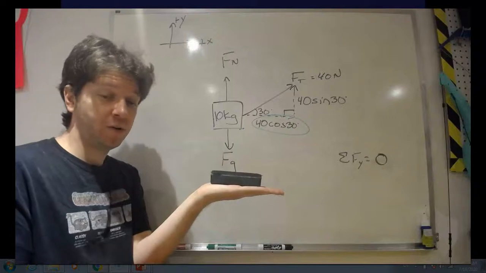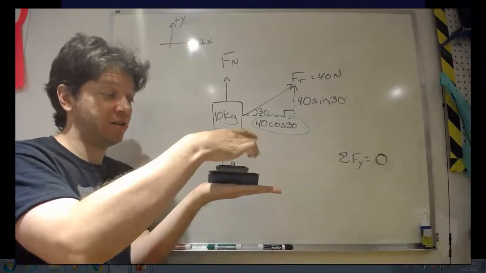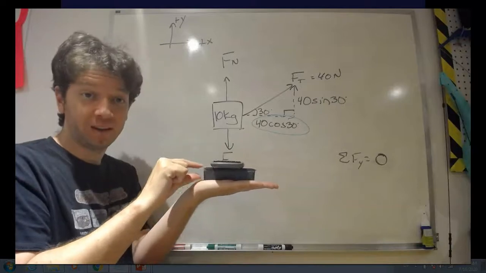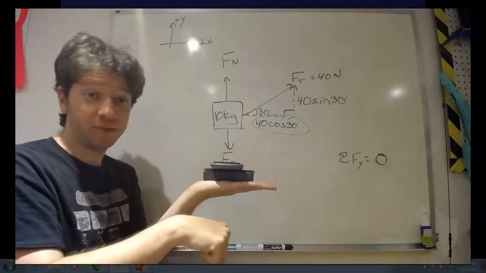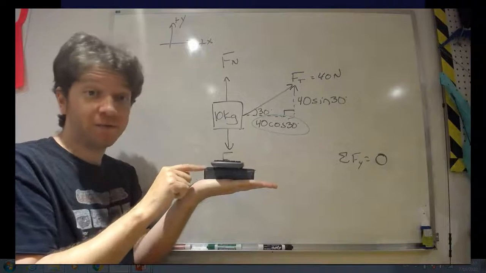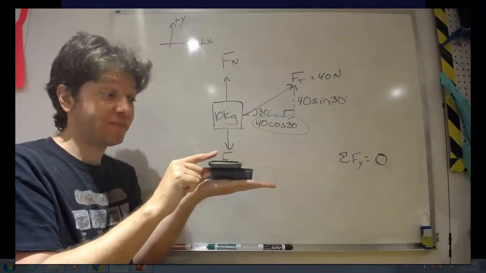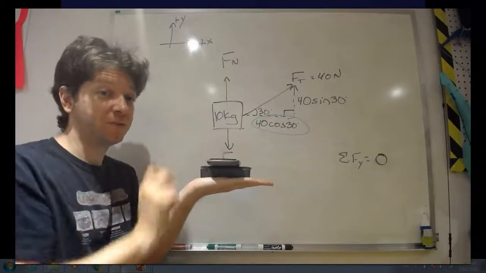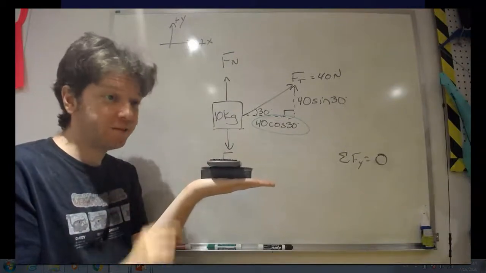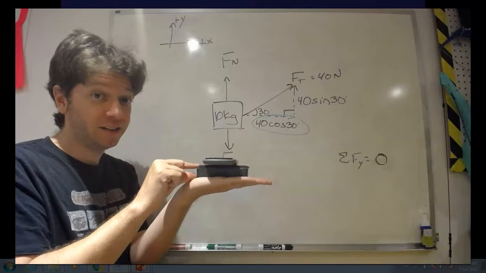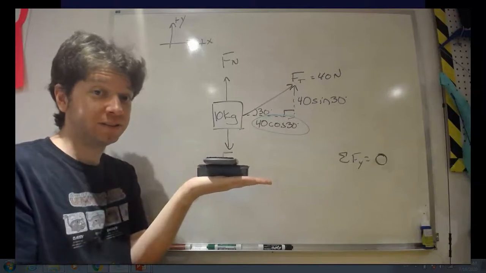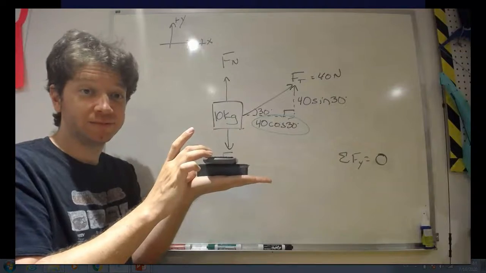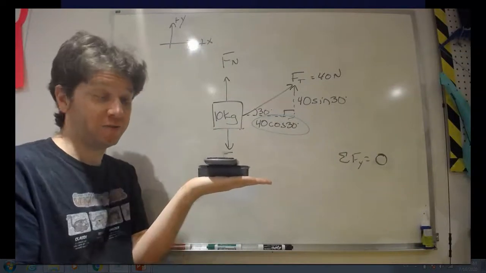But what if I put this calculator on top of it? Now let's just look at the eraser here. The eraser now has gravity pushing down on it, and the force of gravity of the calculator is pushing down on it. And then there's a normal force pushing up. So in this case, is the force of gravity acting on the eraser the same as the normal force? No, in this case, it's the total force of gravity, which is equal to the normal force.